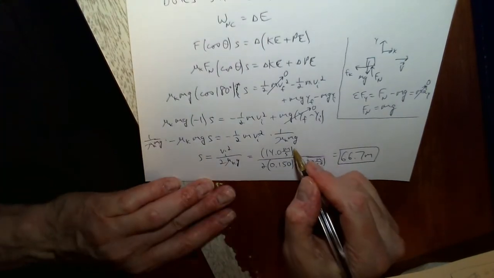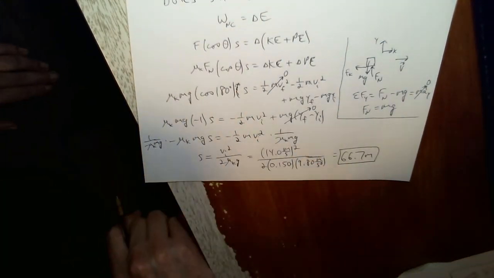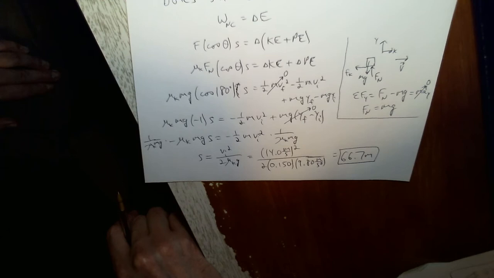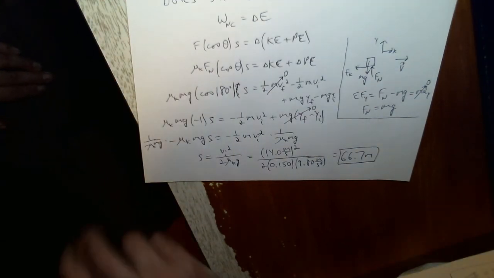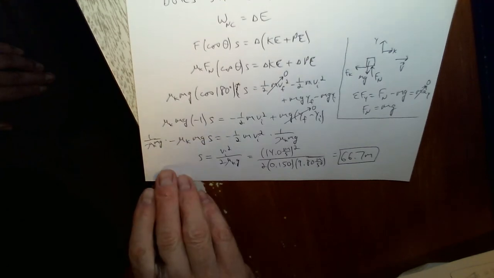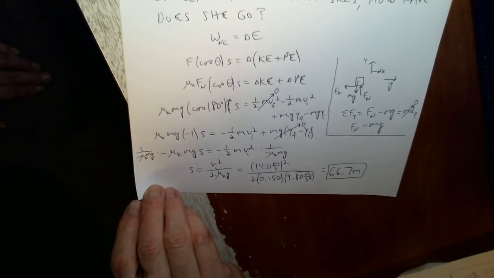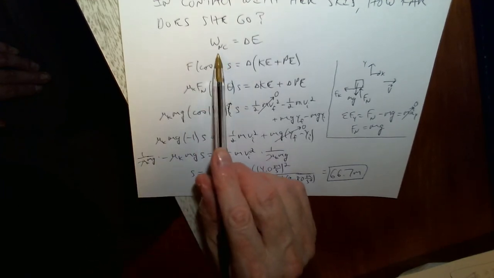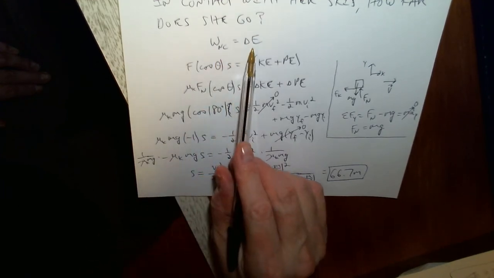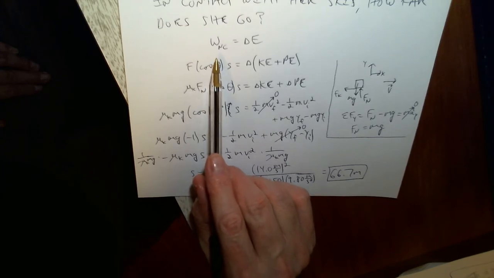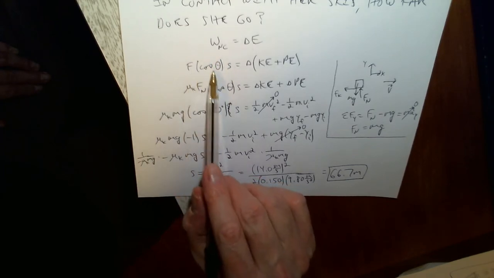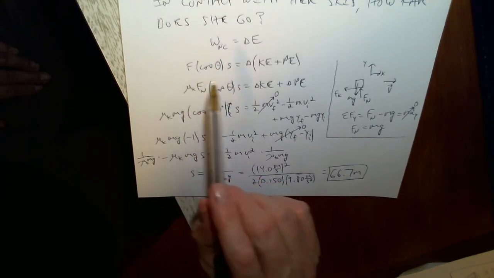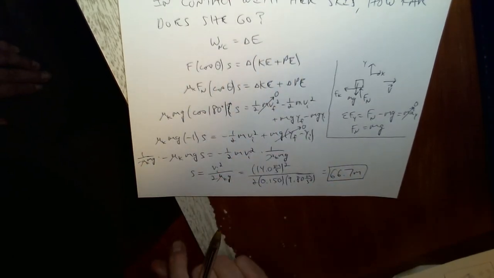And whoops, this was squared. Just make sure I didn't goof. Yes, that's right. All right, so that is an example of how to deal with a non-conservative force. We say that the non-conservative work is the change in energy. We write the work as force times cosine theta times s, and we write the change in energy, and then we solve for whatever we're looking for.